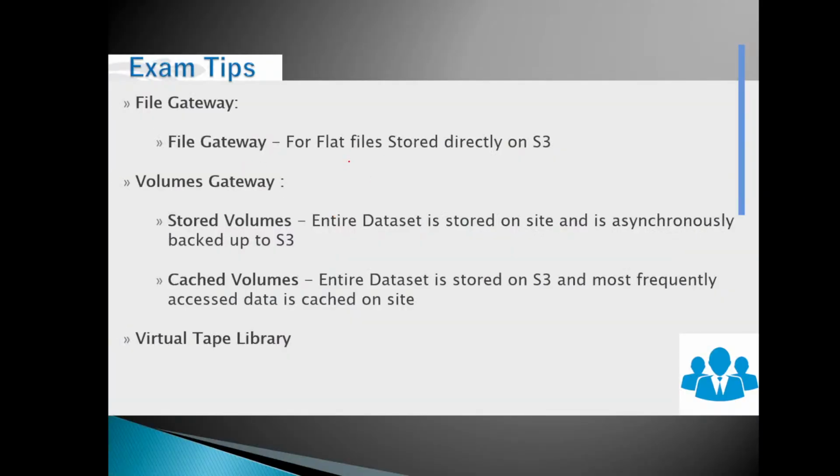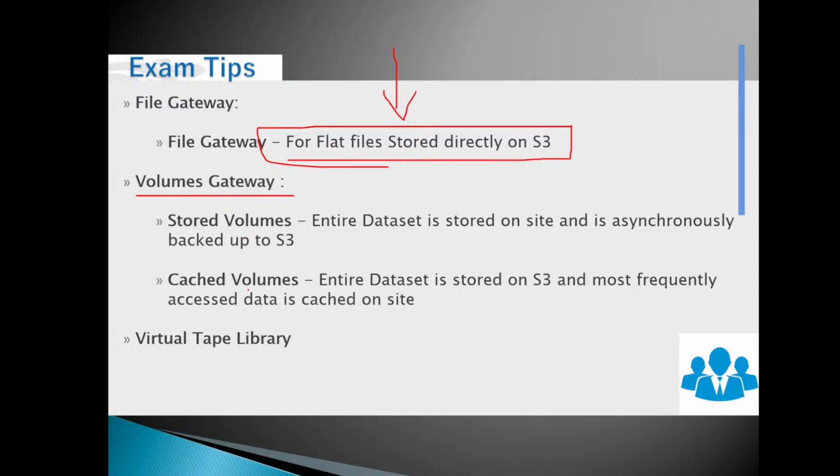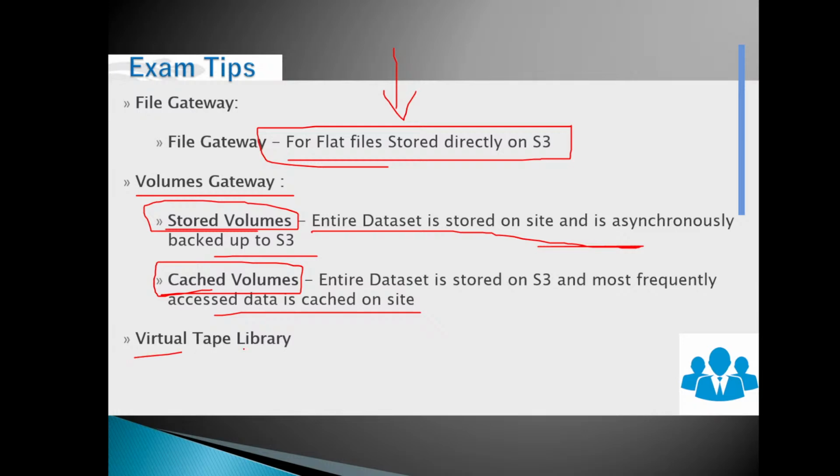For exam point of view, just remember there are three types of gateways. First is file gateway. Data is directly stored to S3. No local copy, completely on cloud. You are accessing them as an object. Volume gateway. There are two types of volume gateway: stored and cached. In stored, the entire database is stored on premise as well as in cloud. That is volume gateway. Cached volume gateway is basically where you are only keeping the latest files locally, and complete data is available in cloud. And virtual tape library or tape gateway.